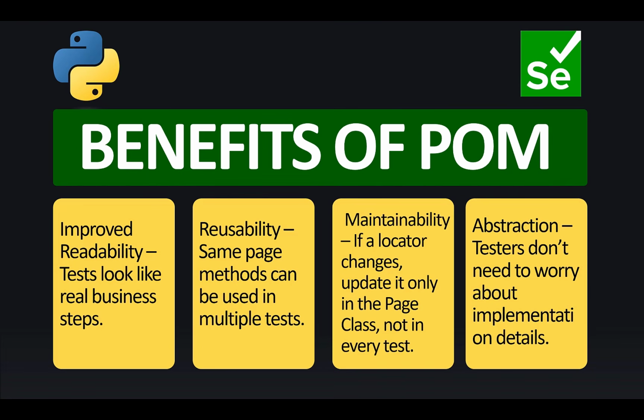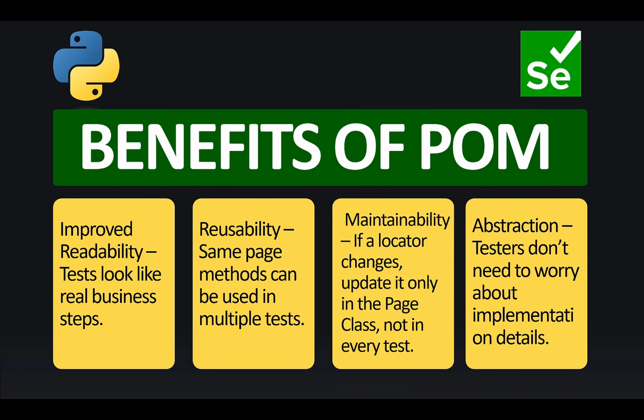Third thing is the maintainability. Just like I said earlier, you need to update only at one place because you have separated the locators and the actions from the actual test. So if there's any change in the locator, you just need to update the locator at one place, which is in the page class. And final is abstraction, because testers don't need to worry about the implementation details. They just need to call those functions and the test case is ready.